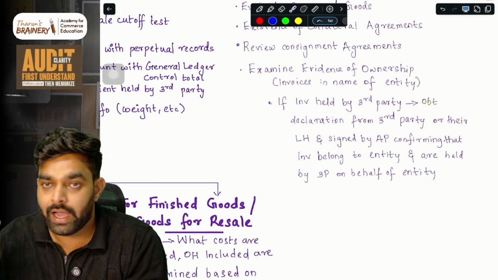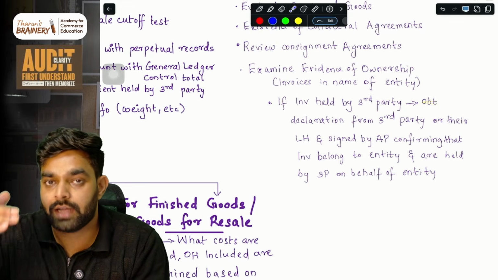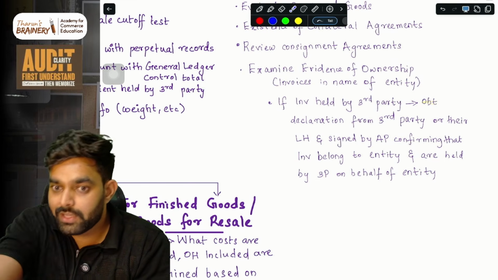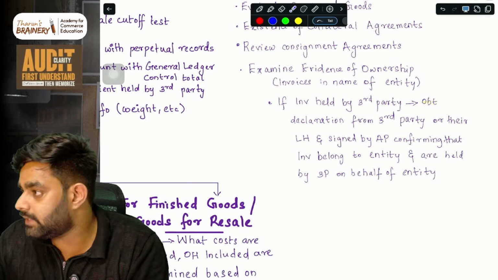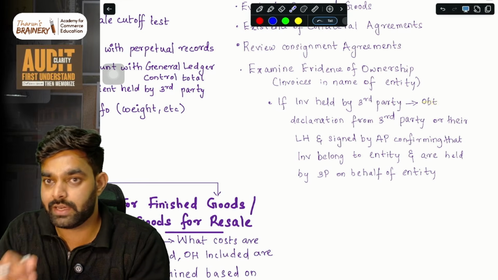Call the third party and tell them, I am the auditor, I need a declaration. Or call the company and ask the company to do this, because sometimes when you call, the third party may not respond. So through the company route, you can inform the third party that I am the auditor and I need a declaration that 300 units of this company's inventory is with you.